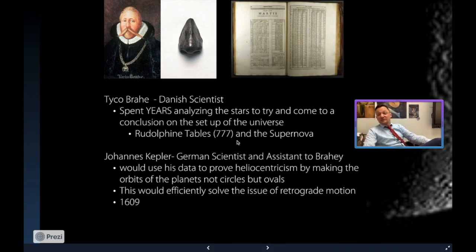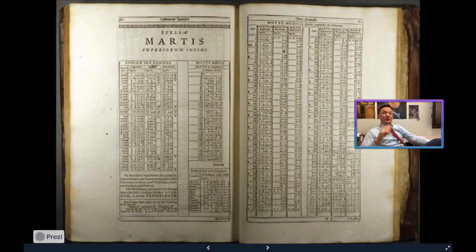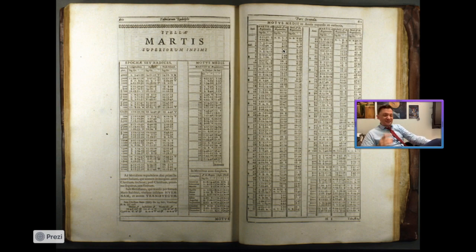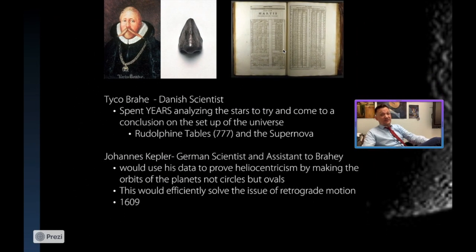And he actually writes it all down in this thing known as the Rudolphine tables, where he tracks the movement, location, and pattern of 777 different stars and how they moved around through the night sky, right? That's a ton of data that this guy is getting together.